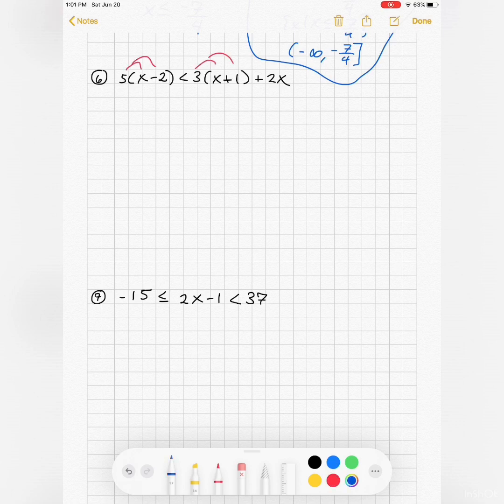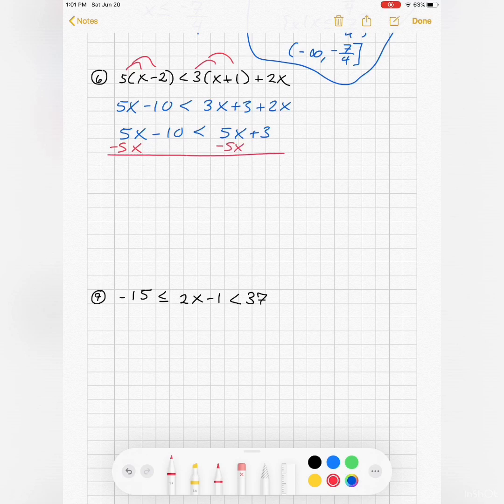Start by distributing. 5x minus 10 is less than 3x plus 3 plus 2x. Let's see, we have like terms on the right side of the inequality. Oh, this is interesting. Look what happens here. This is a special case because my x's actually cancel. So that means I'm dealing with something interesting. So I have a special case.